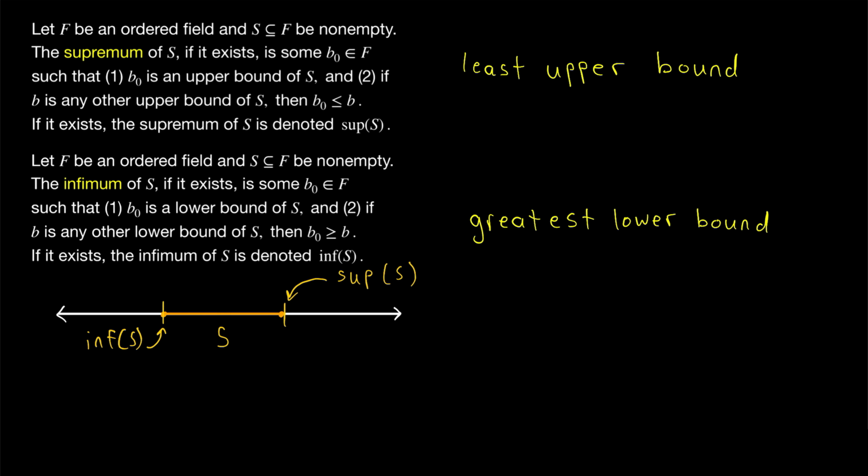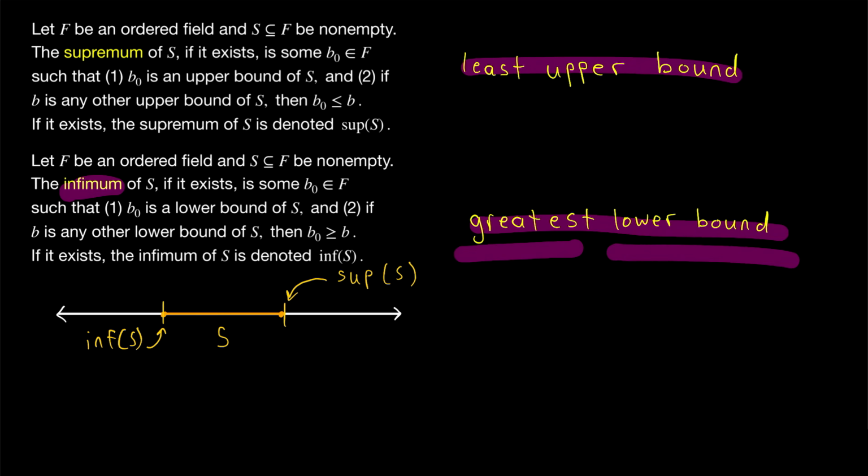Notice these definitions don't explicitly state the supremum and infimum of a set are unique, but it turns out they are, and I'll leave a link to a proof of that in the description. Remember these three-word descriptions and you should be good to go. The supremum of a set, if it exists, is the least of all upper bounds. The infimum of a set, if it exists, is the greatest of all lower bounds.